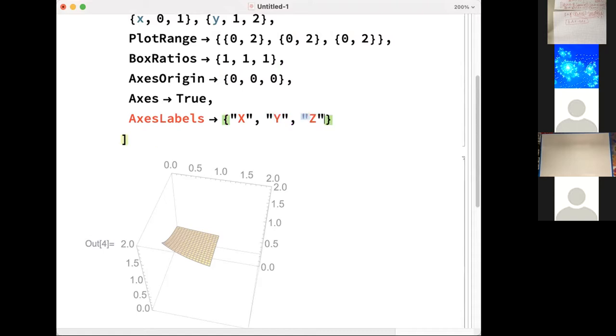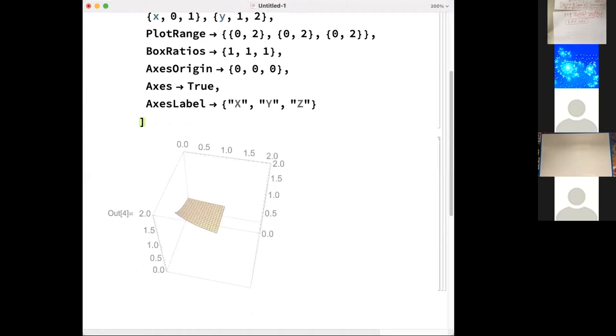Big Z. It's angry because it doesn't recognize axes labels. That's why it's in red. Axes labels is not an option for Plot3D, my tooltip says. It was looking for axes label. When it came up with the S on my screen, I see a tooltip that says, wait a minute, that's not an option. But the tooltip is a pop-up and you don't see it because I'm not sharing screen. If I have to, I'll go to sharing screen.